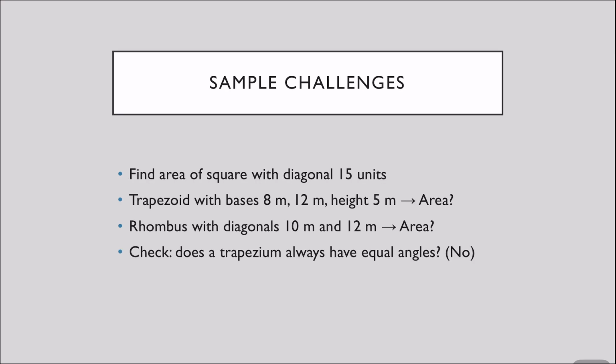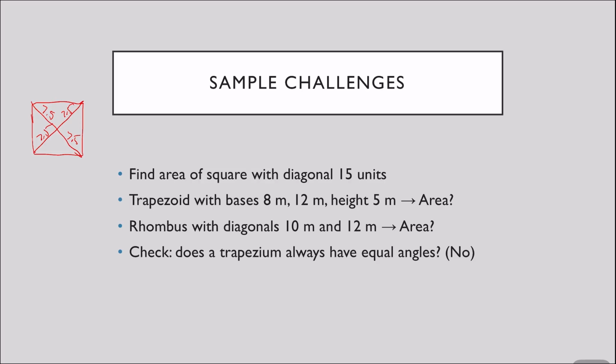Let's answer the following. When you try to find the area of a square with diagonal 15 units, let's start with that one. This is your square. It has a diagonal of 15, but it bisects. So this will be 7.5, 7.5, and this is 7.5, 7.5.